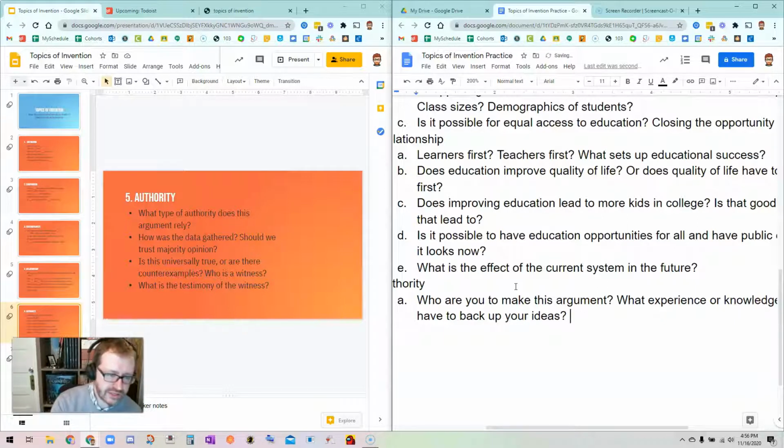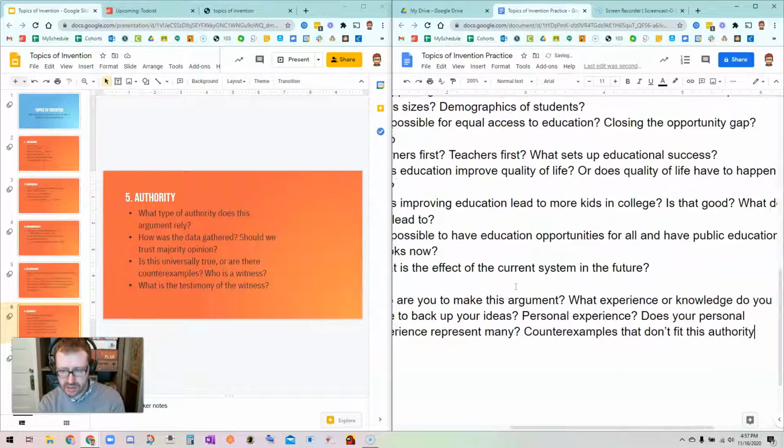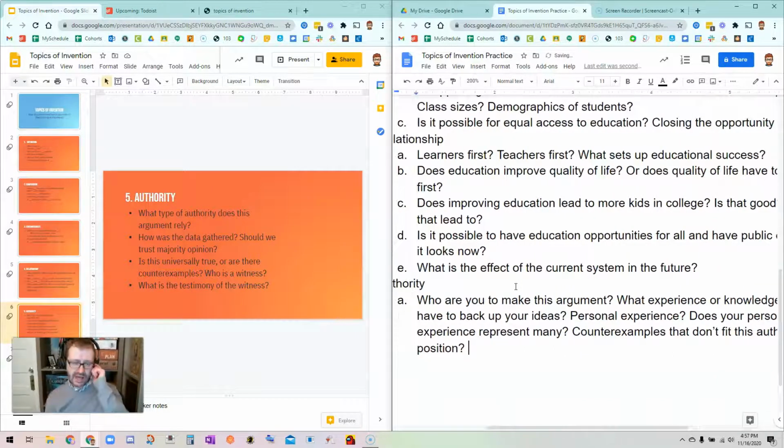So it says, what type of authority does this argument rely on? So where does your authority to say this come from? Well, how is the data gathered? Is this personal experience? Does your personal experience represent many? Or is it the dominant voice that leaves others out? Are there counterexamples that don't fit this authority position? So you say, I know this thing, and then someone says, well, that doesn't represent me. You don't quite have the authority to speak for me.